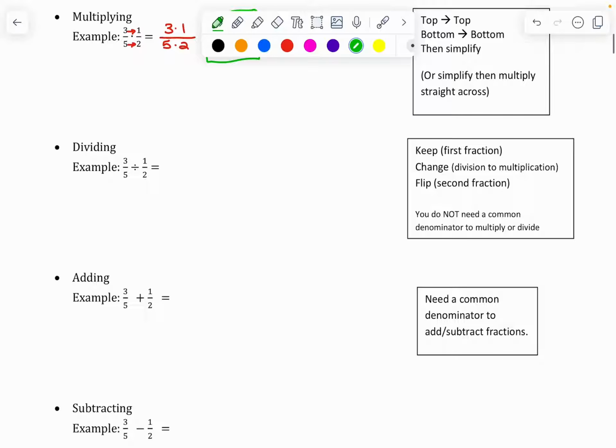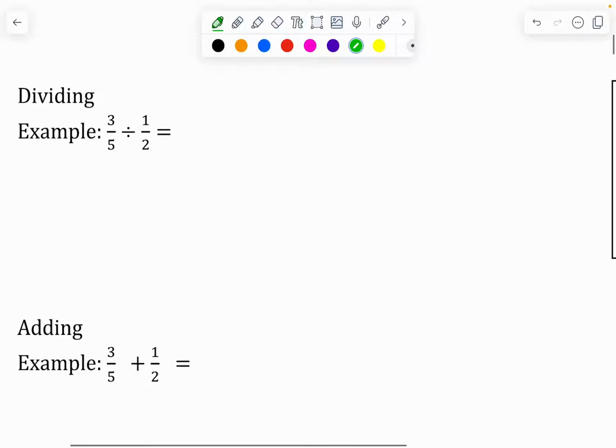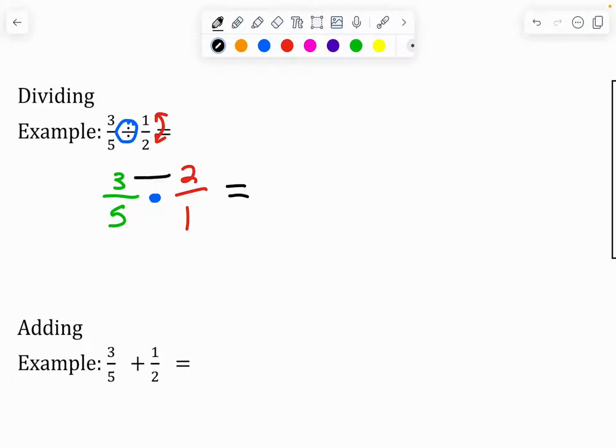So when we divide fractions, we are going to do keep, change, flip. So that means we keep the first fraction, change the division to multiplication, and then we're going to flip the second fraction. So if we keep the first one the same, 3 over 5, we're going to change this division to multiplication, and then we're going to flip the second fraction, and it becomes 2 over 1. And then we're going to multiply.